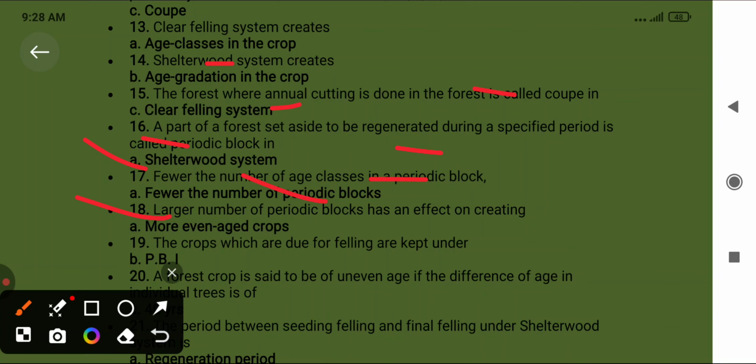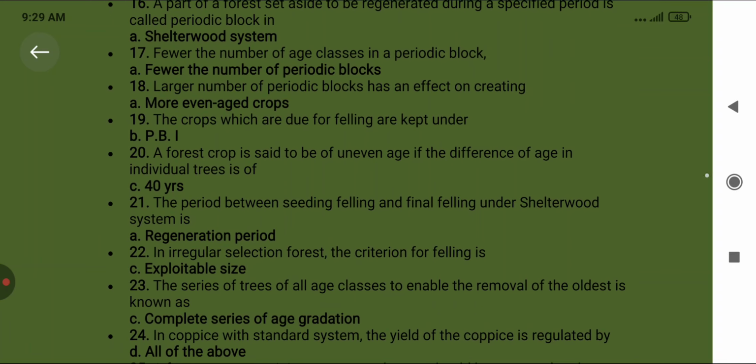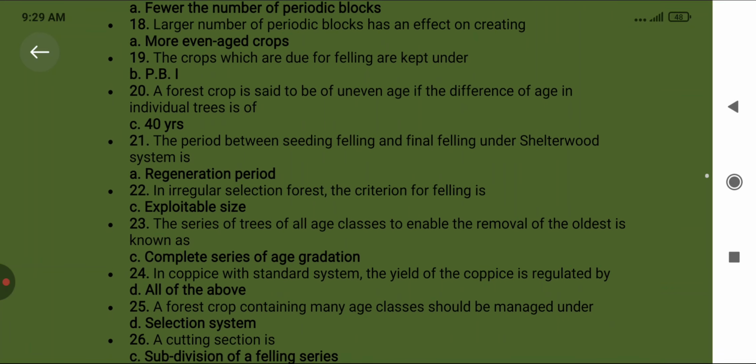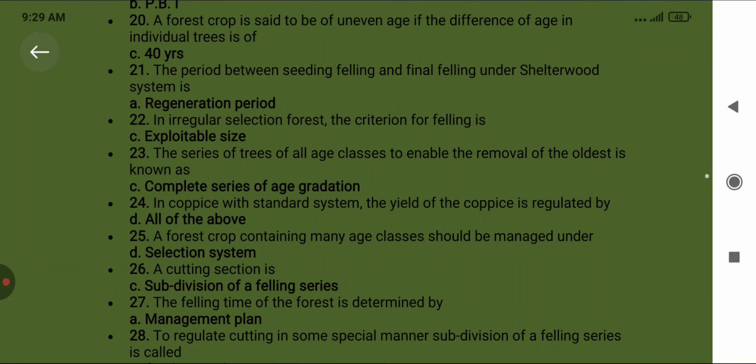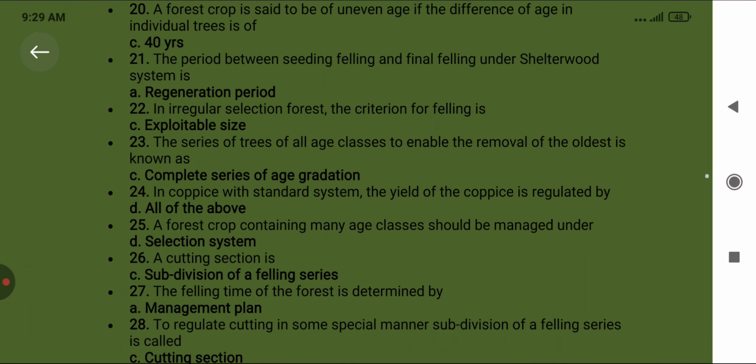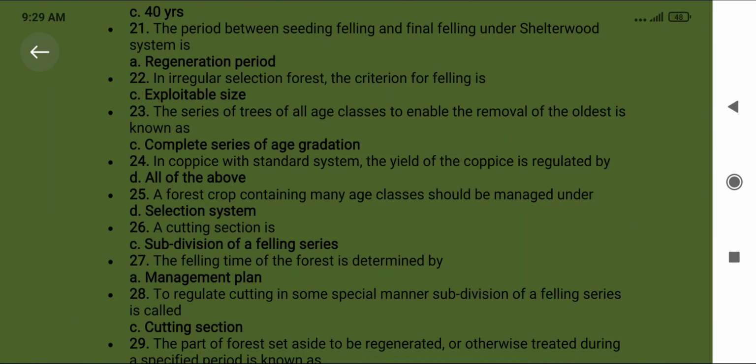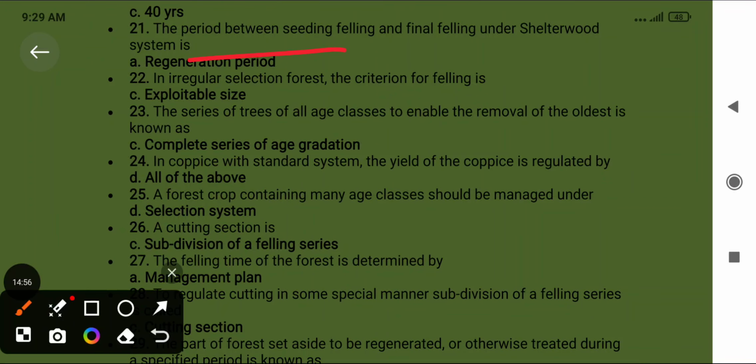The crops which are due for felling are kept under the periodic block I. A forest crop is said to be of uneven age if the difference of age of individual trees in it is more than 40 years. The period between seedling felling and final felling under the shelterwood system is the regeneration period.